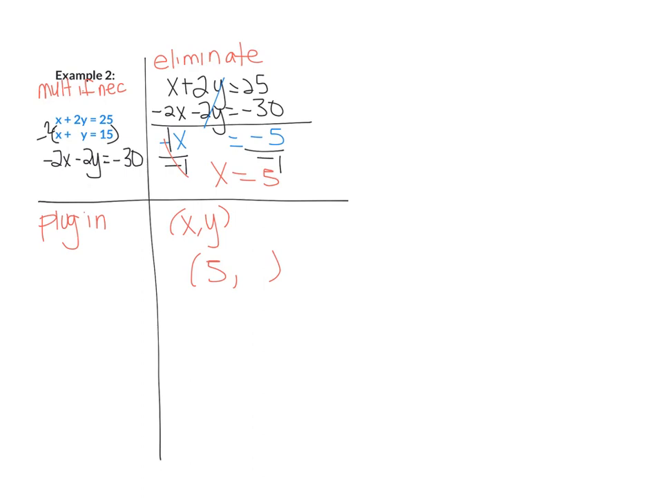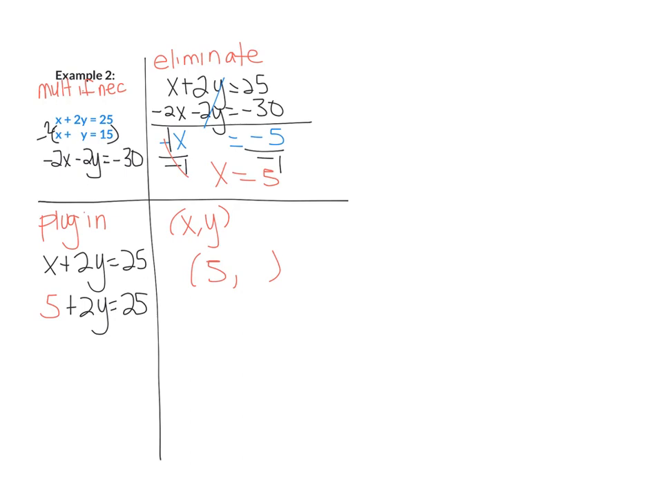Now I'm going to go ahead and plug it in to one of the equations. I'm going to plug it into the first one. I have x plus 2y equals 25. So where my x is, I'm going to plug in 5. So I have 5, and I'm going to bring down everything else, plus 2y equals 25.